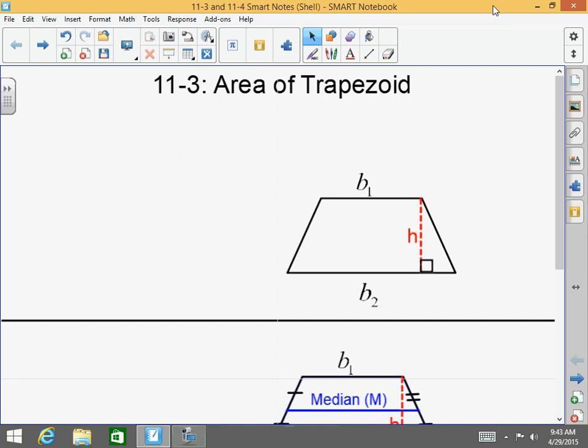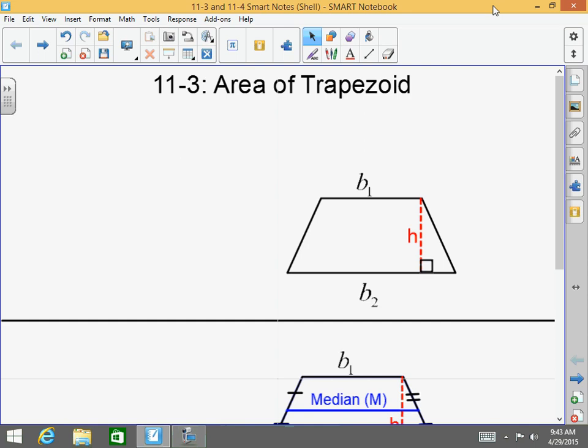Today we're going to learn two lessons, guys. We're going to learn about the area of trapezoids, kites, and related figures. And the related figure that we're going to learn about is rhombus, because a rhombus is a kite, but a kite is not a rhombus, if you remember from our polygons. But we'll get to that.